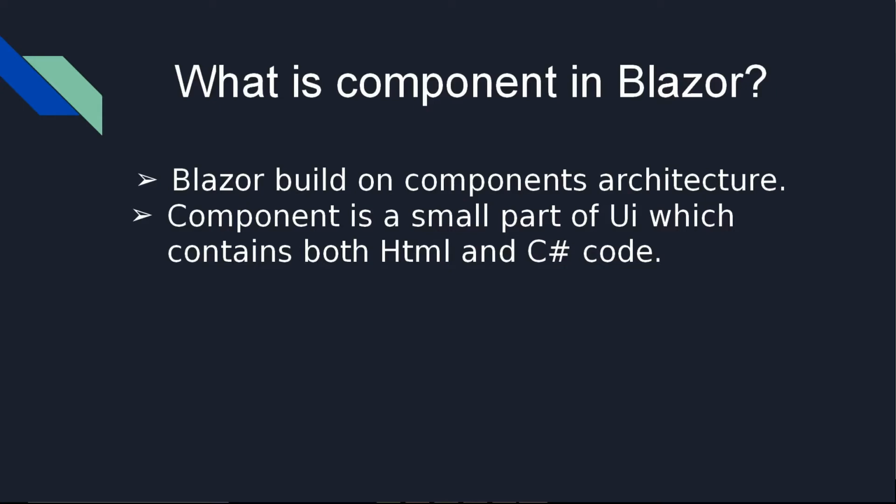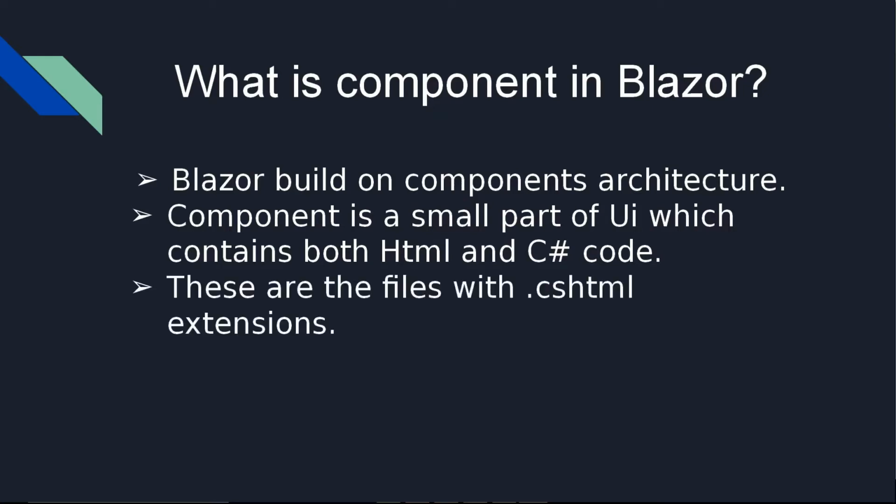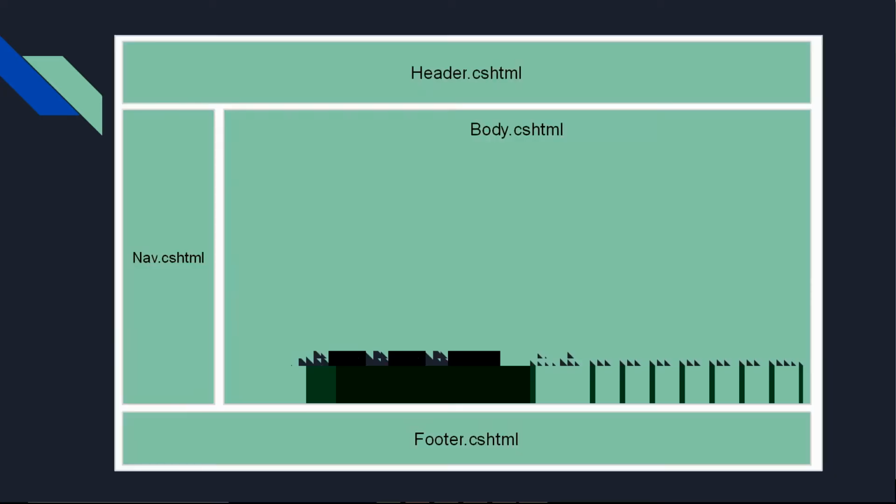If you compare those to normal programming, a component is something which is a small part of the UI, which contains, in this case, both HTML and C# code. And these are files. In Blazor, the component files end with the CSHTML extension.